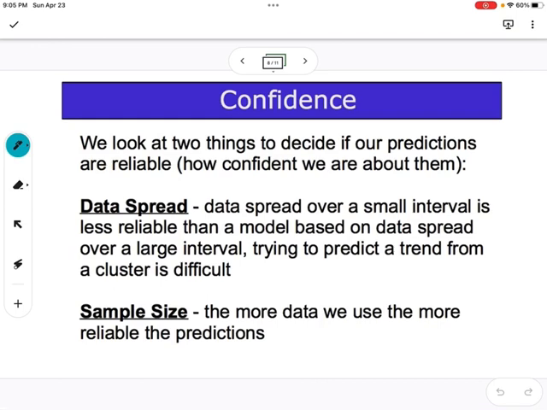And the sample size. The more data we use, the more reliable the predictions. So if you're only doing a sample twice, then there's only 2 points. You could make a line on that, but it's not much to go on. If we tried something 50 or 60 times, that would make a strong case as to where the data is going to lie and if there is a correlation there.